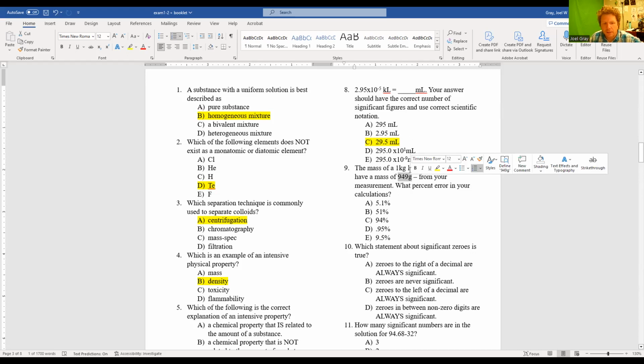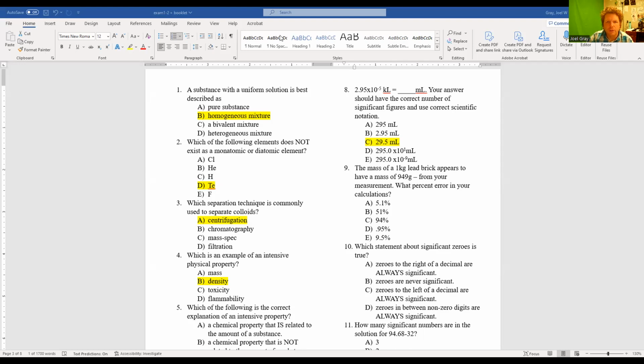So basically what you do is take 949 divided by 1,000, because 1 kilogram is 1,000 grams. And you end up with 0.949. You multiply that by 100, and you end up with 94.9%. Okay, so the best answer for this, given the different options, is going to be, sorry about that. I was thinking about the wrong thing. I was thinking about theoretical and actual yield.